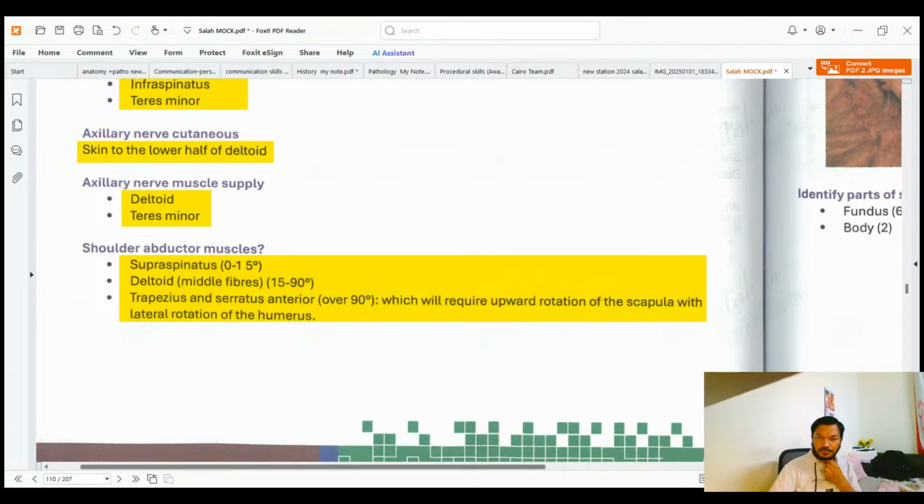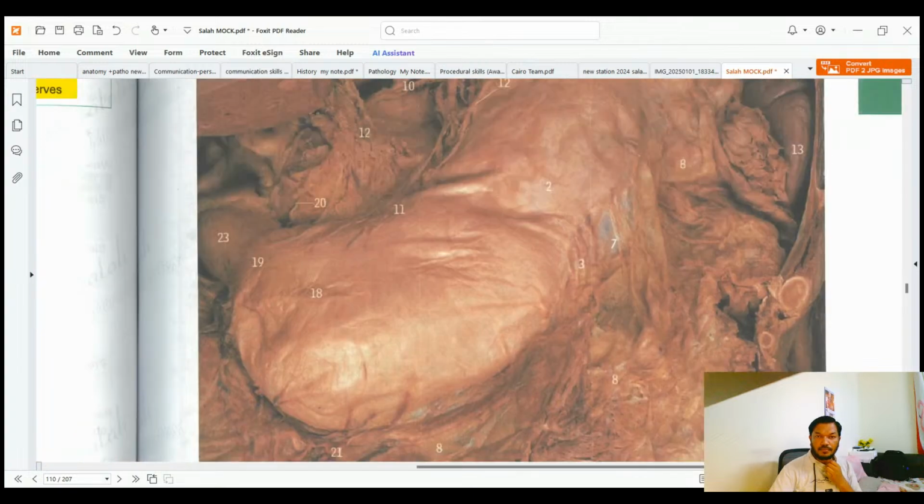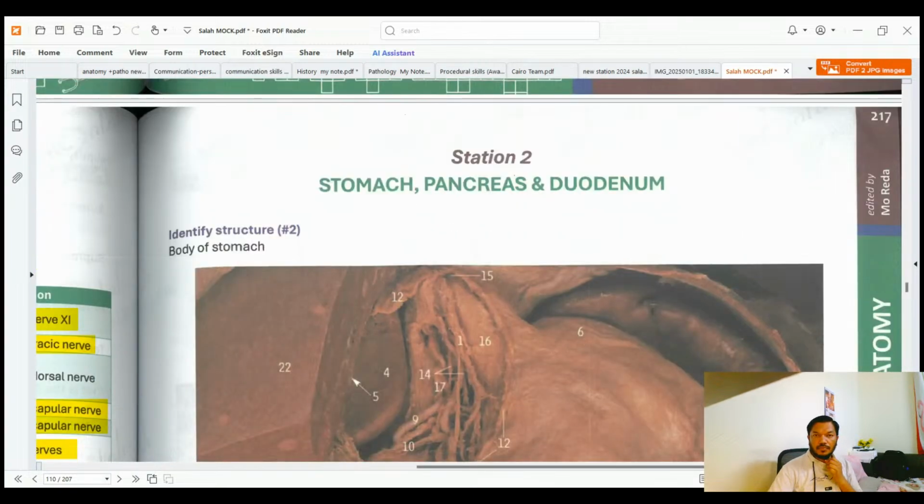Okay. First station finish. Now station 2. Station 2, stomach, pancreas, and duodenum.